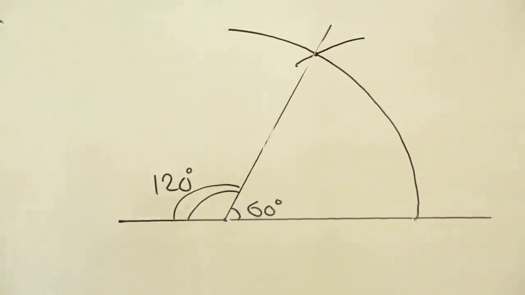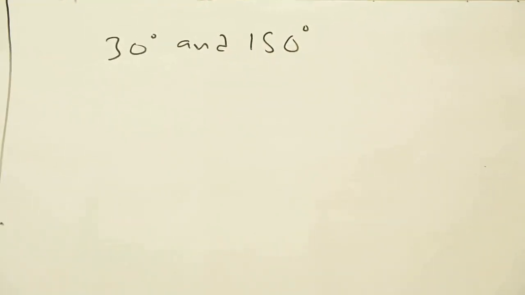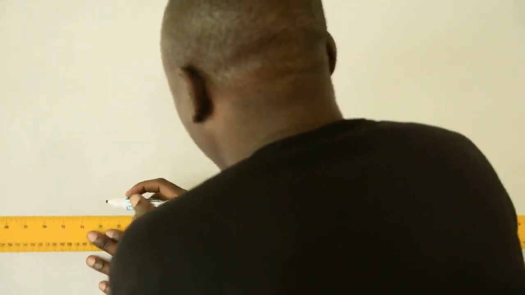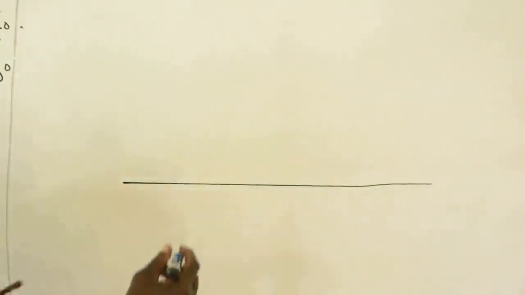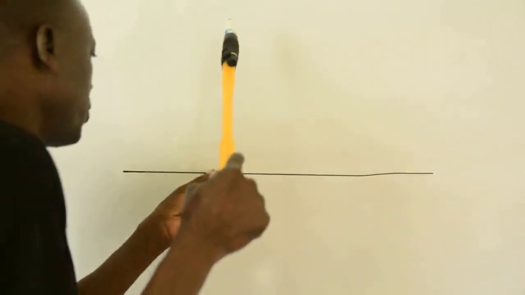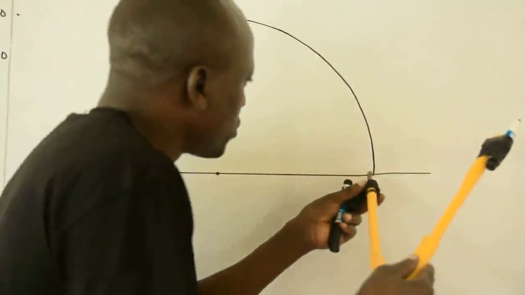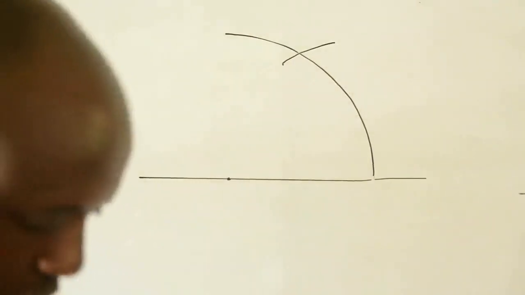Now, let's look at 30 and 150 degrees. To construct angle 30, we first of all construct angle 60. So, we draw a straight line. Then we mark the point. Now we place our compass at this point. Then we cut an arc. We stop on the line. The same radius. Then we cut an arc here. Then we mark the intersection.